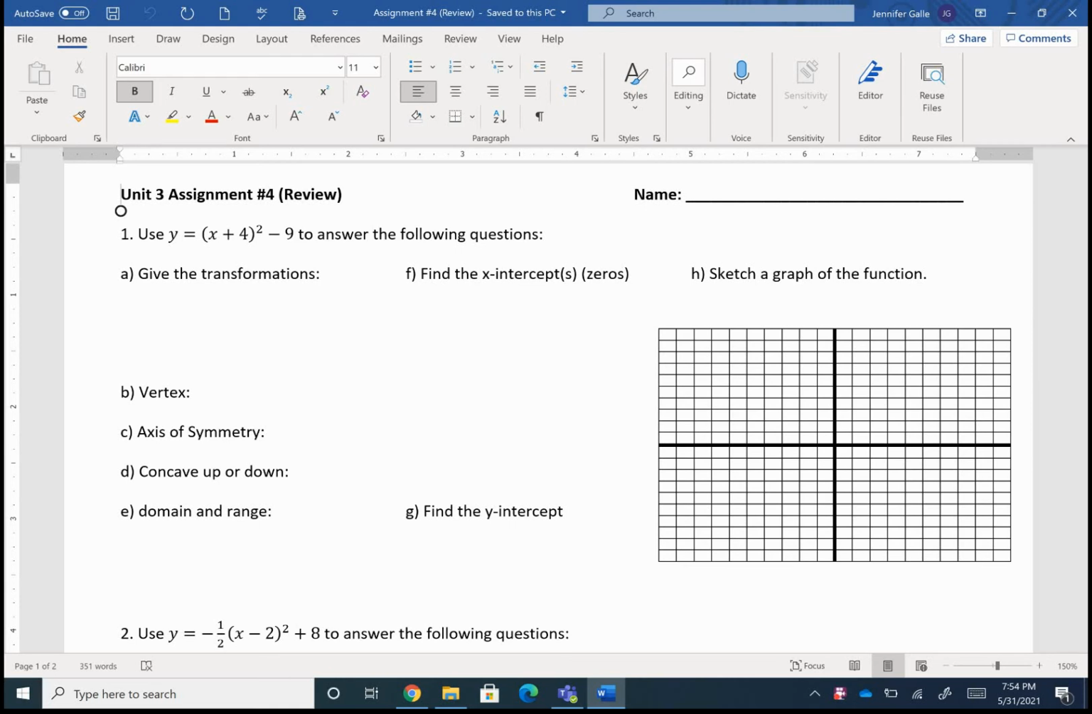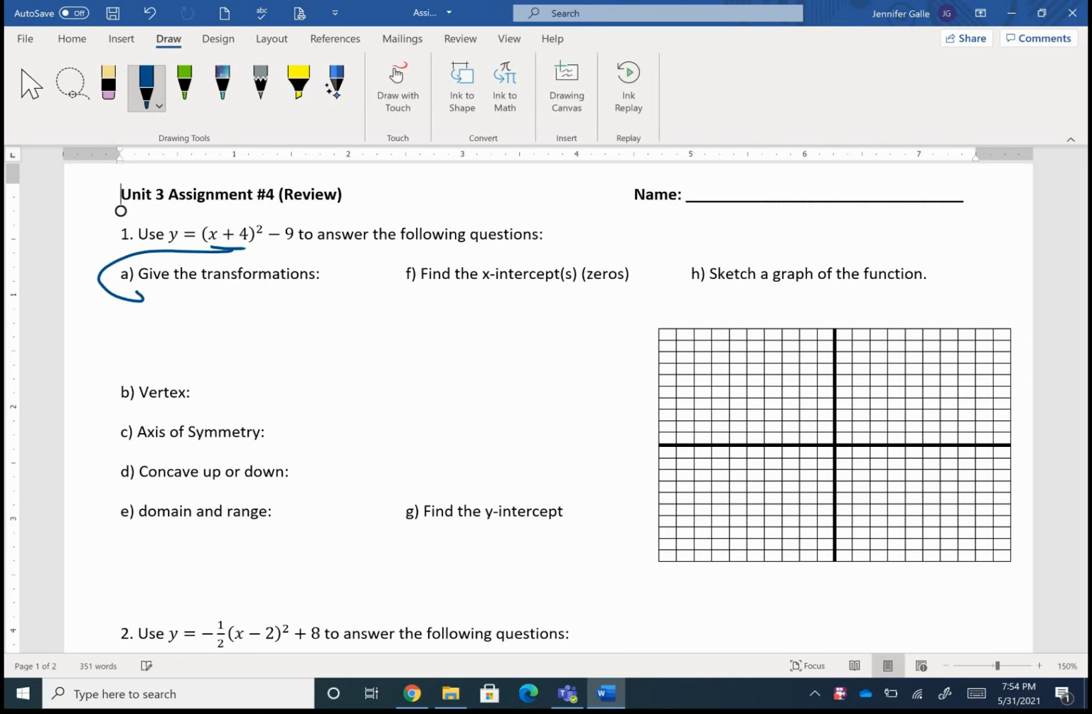First thing we need to do is give the transformations. For this particular one, the first transformation we'll come across is dealing with the +4 inside the parentheses. Remember, inside the parentheses, it always goes opposite of what we think it should. It's always the opposite side. So a +4 actually goes to the left 4. And then the -9 outside the parentheses does exactly what we think it should. It follows its sign, so a -9 does go down 9.